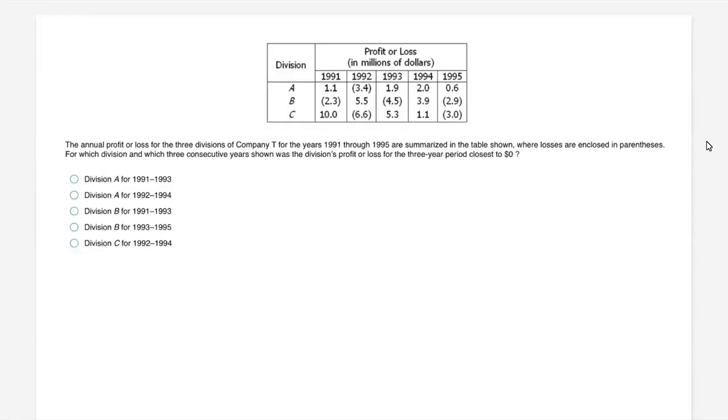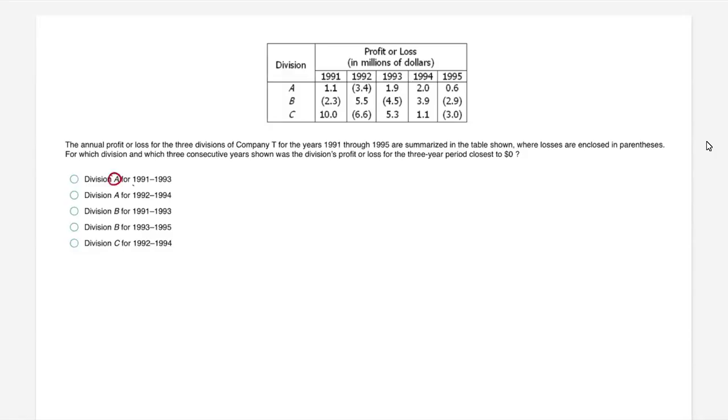The annual profit or loss for 3 divisions of company T for the years 91 to 95 are summarized in the table shown, where losses are enclosed in parentheses. For each division, in which 3 consecutive years was the division's profit or loss for the 3-year period closest to 0? We need to make the calculation.